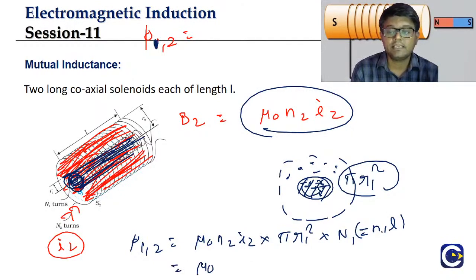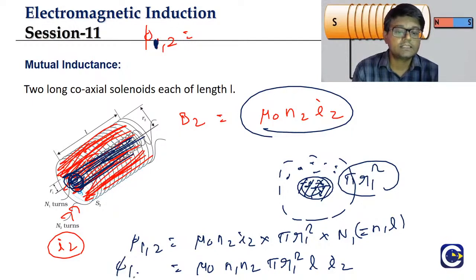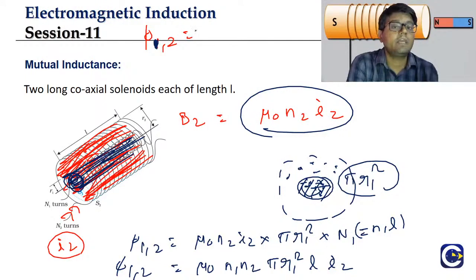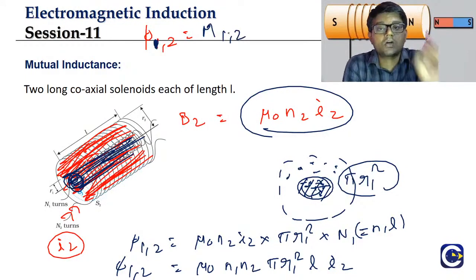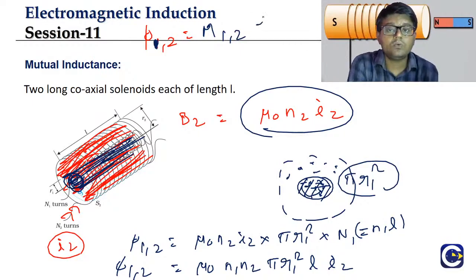Mu naught, you can again see small n1 small n2 pi R1 square into L into I2. This is the flux through coil 1 because of the coil 2 current. Remember the way we expressed it? It is expressed as the mutual inductance of coil 1 because of coil 2, into I2. That is the formula we wrote, right?